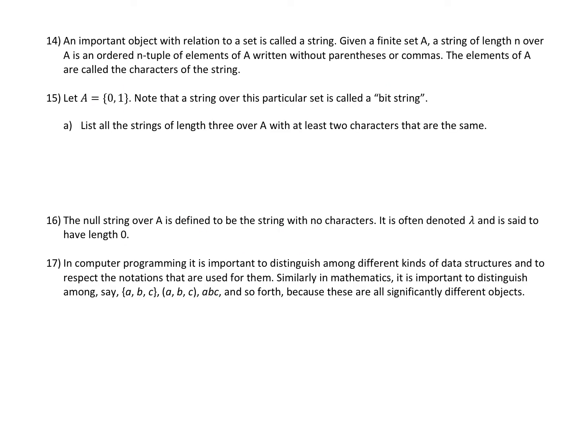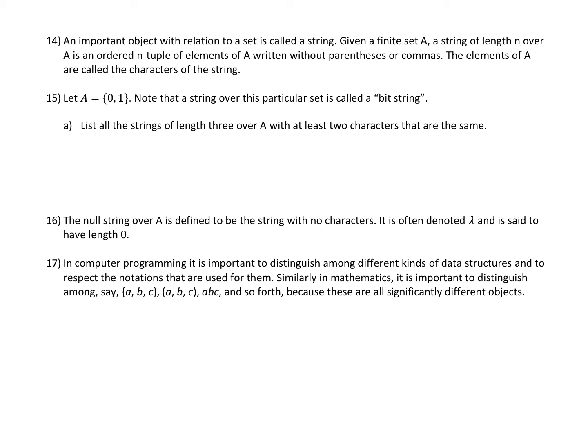Okay, an important object with relation to a set is called a string. This is important in math and in computer science. Given a finite set A, a string of length n over A is an ordered n-tuple of elements of A written without parentheses or commas. The elements of A are called the characters of the string. All right, so we're going to let A be the set that contains elements 0 and 1, very common in computer science. And a string over this particular set, zeros and ones, is called a bit string.